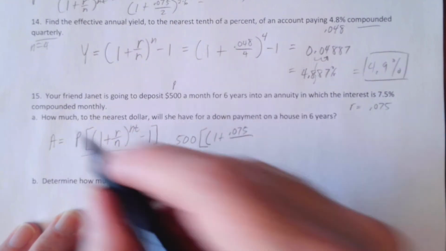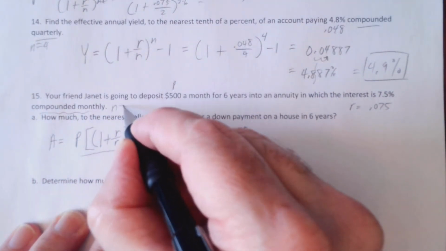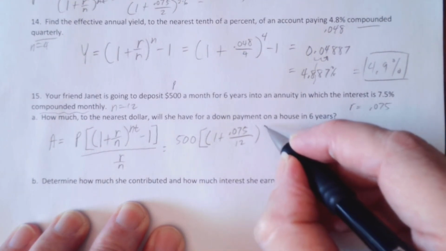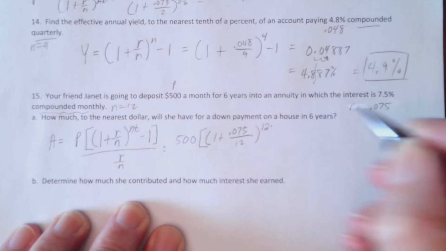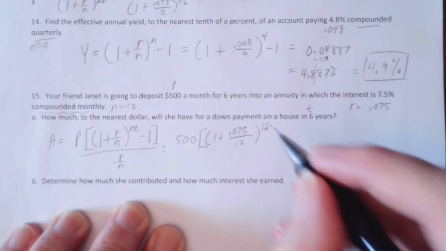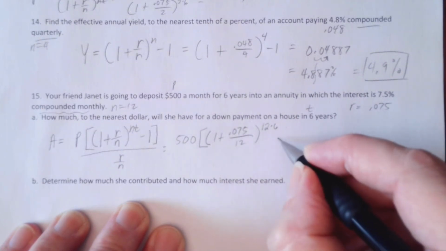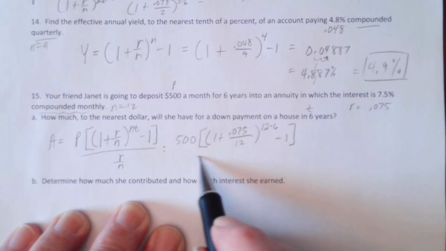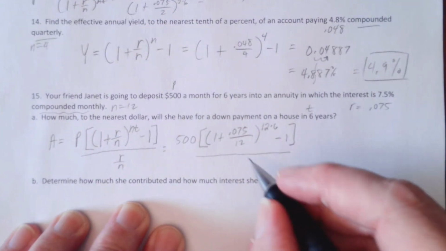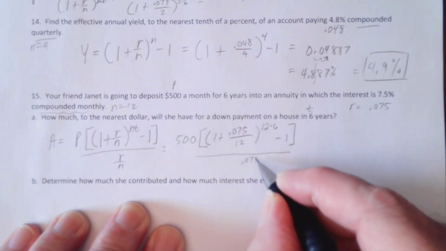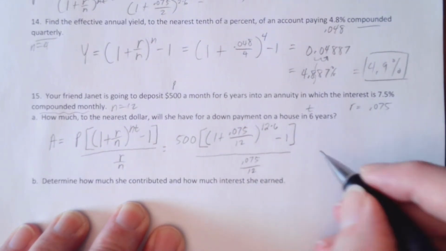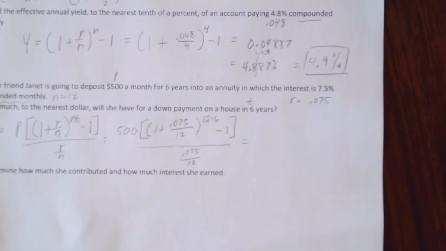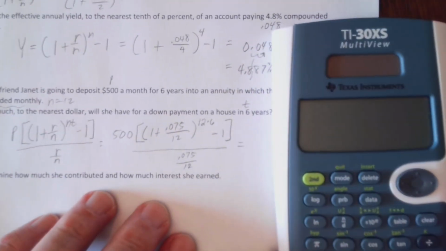N here, we said it was compounded monthly, so N is 12. To the NT power, that'd be 12 times 6 years. That's our T. Don't forget we have minus 1. The minus 1 is not in the exponent. And this is all divided by 0.075 over 12. So that's what we need to plug into the calculator. Let's go ahead and do that.